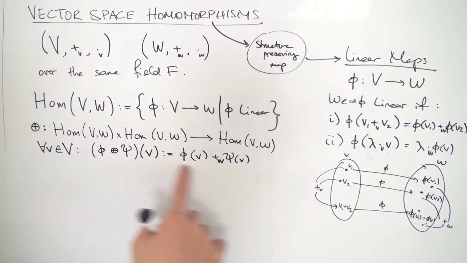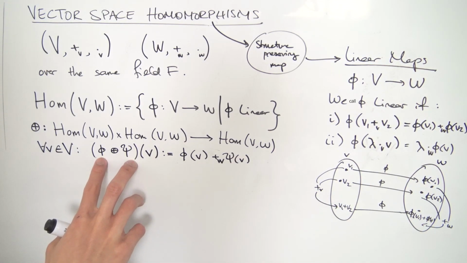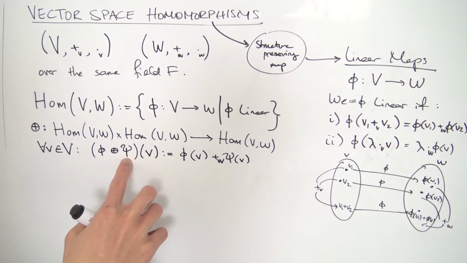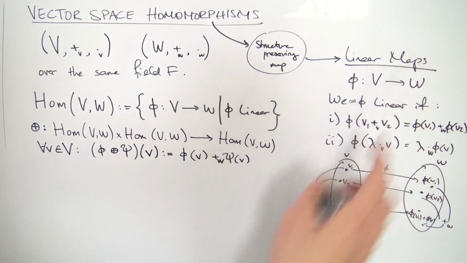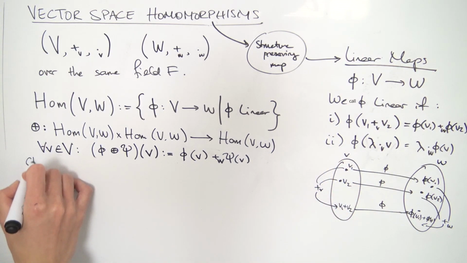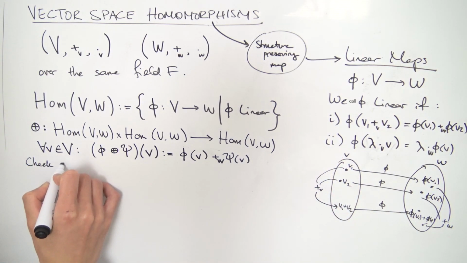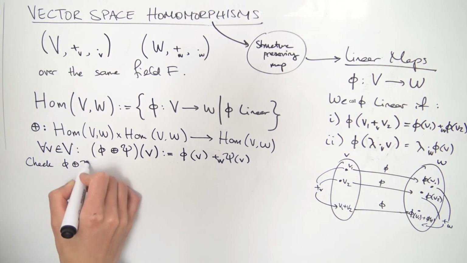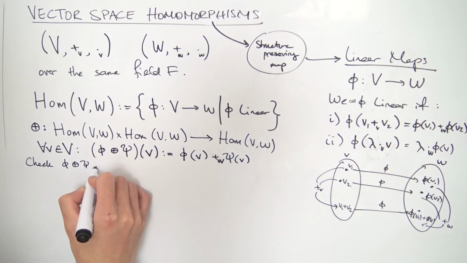We know how it operates. Well, here's the definition right here. We also have to check that this map over here, this φ ∘+ ψ, is also a linear map. So let's do that. We need to check these two conditions over here. So we're going to check that φ ∘+ ψ, this new map that we have, is linear.